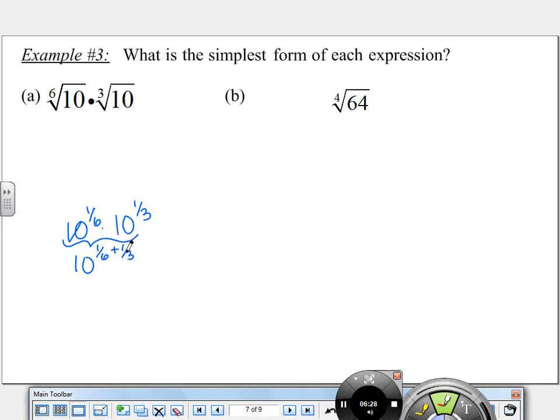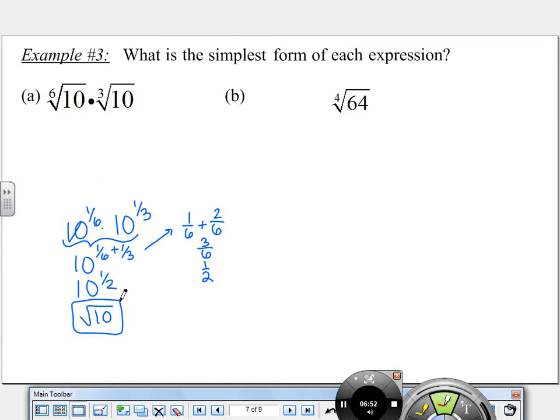So 1/6 plus 1/3, for those of you that struggle with fractions, we would turn the 1/3 into 2/6, which would give us 3/6, which simplifies to 1/2. So this is really like 10 to the 1/2 power, or the square root of 10. And it was given to me in radical form, so I'm going to go ahead and write my answer in radical form.